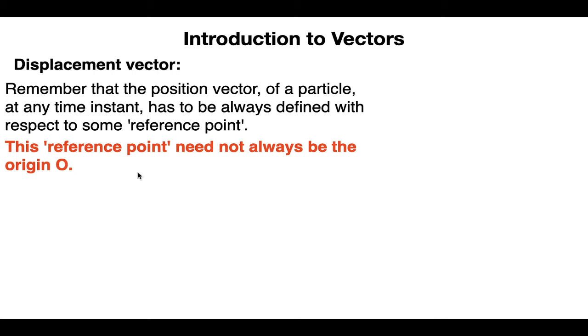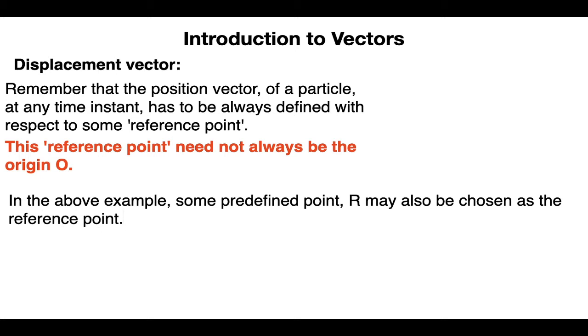There is a word of caution: the reference point need not always be the origin. It can be a different point. In the above example, some predefined point R may also be chosen as the reference point. Let's see in the diagram. Here we are not taking O as the reference. O is the initial point or initial position. R is the reference point, and the particle moves from O to P.